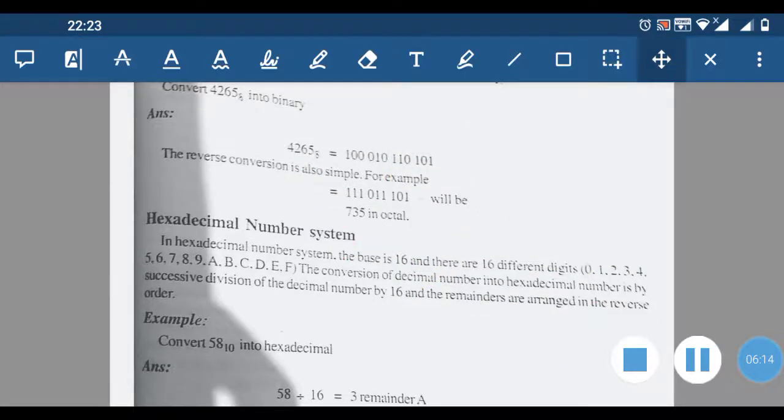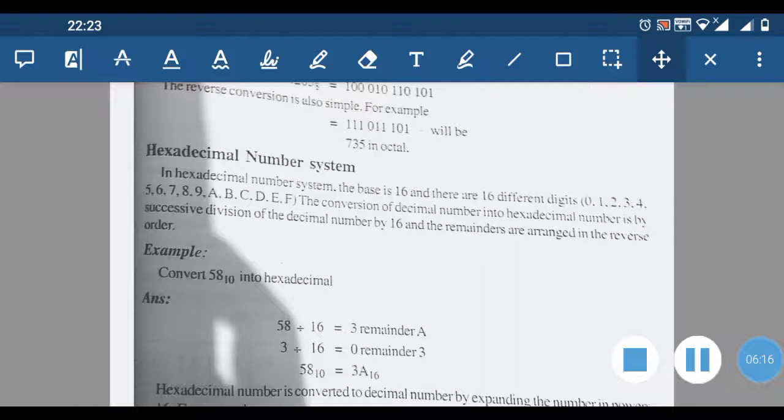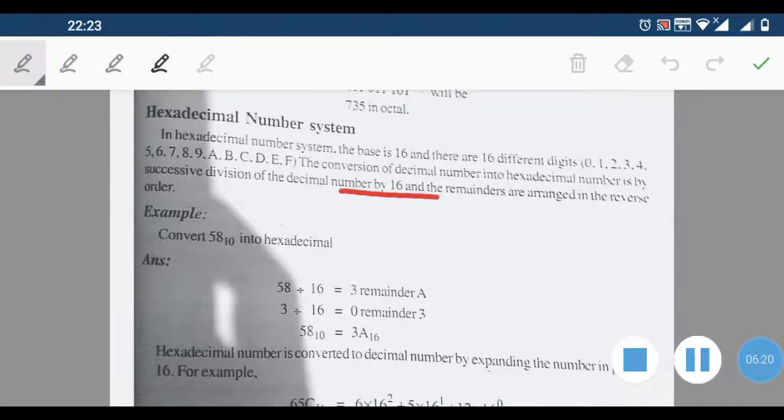The conversion of a decimal number into a hexadecimal number is by successive division of the decimal number by 16. Successively dividing by 16, we will get the corresponding hexadecimal number, and the remainders are arranged in the reverse order.